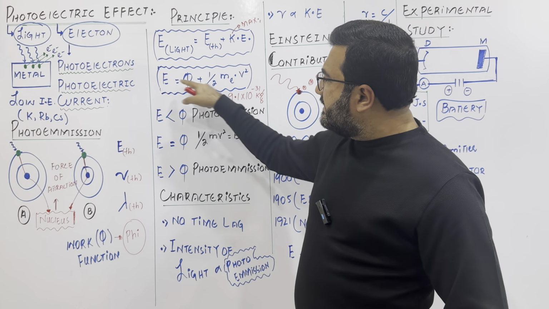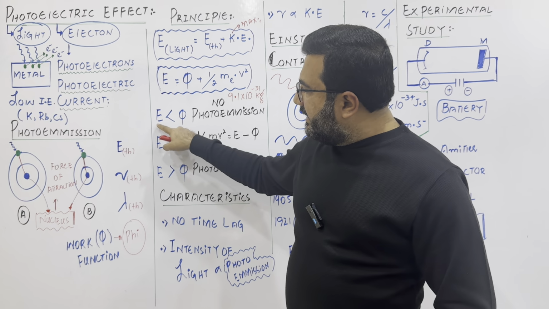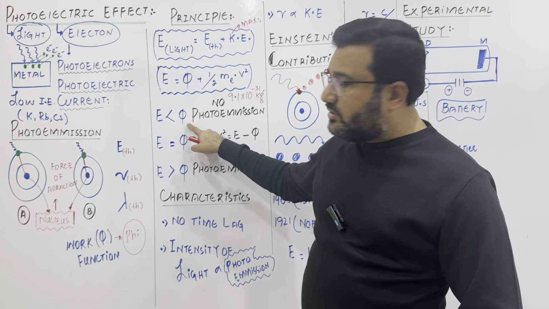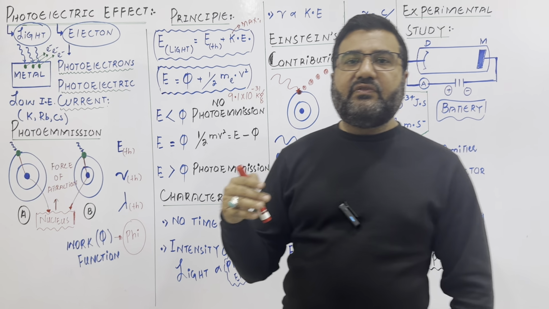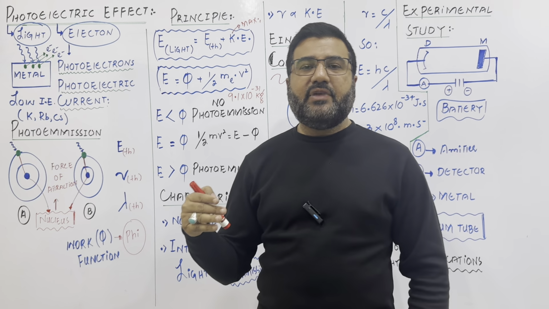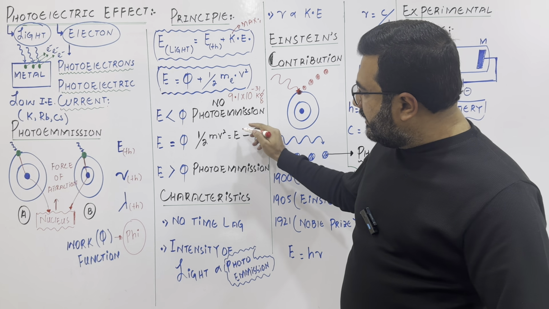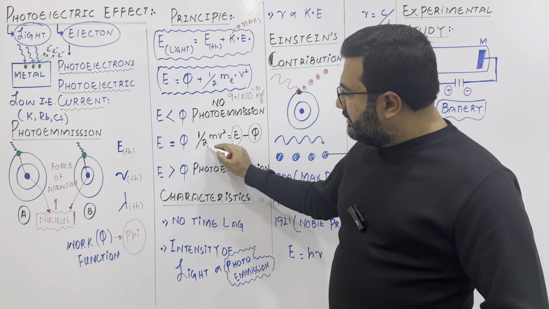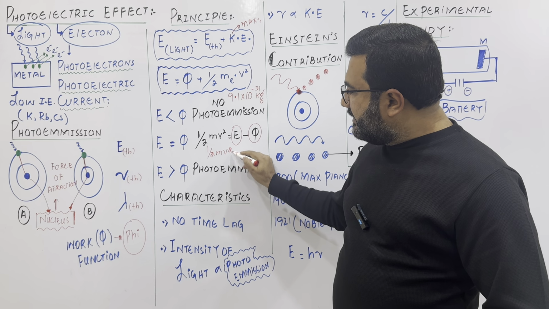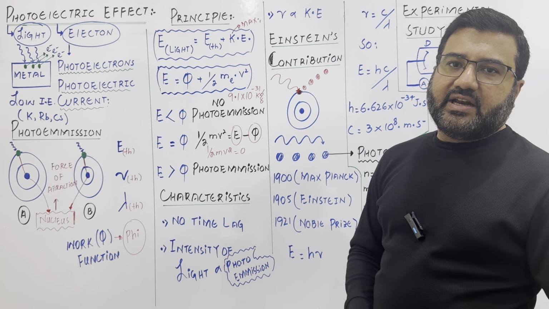My dear students, looking at this relation, we can conclude that if the energy of light is less than the work function or threshold energy, then that light will not be able to break the nuclear attraction and eject the electron. So there will be no photoemission in that case. If the energy of light is equal to the threshold energy, then the nuclear attraction will be broken and an electron will be ejected from the metal, but since both are equal, half m v squared will be equal to 0. Kinetic energy of the electron will be equal to 0.